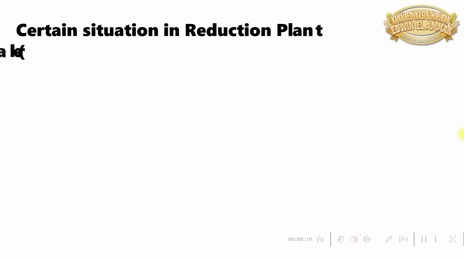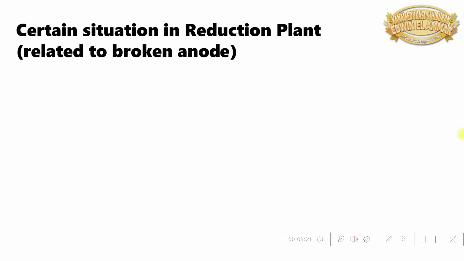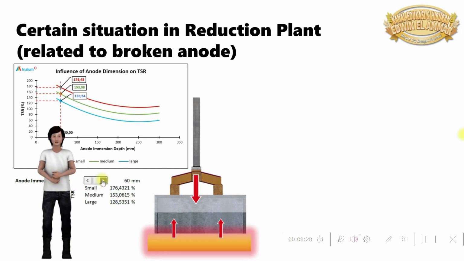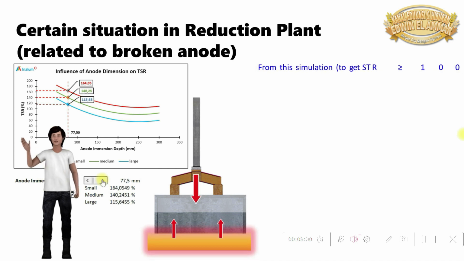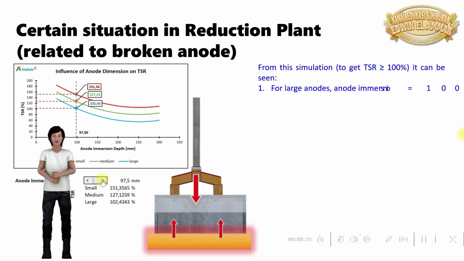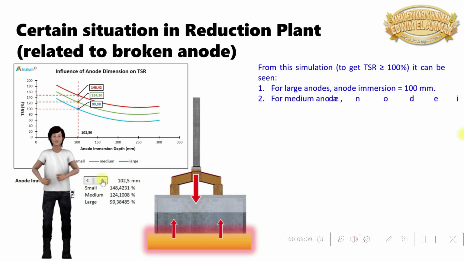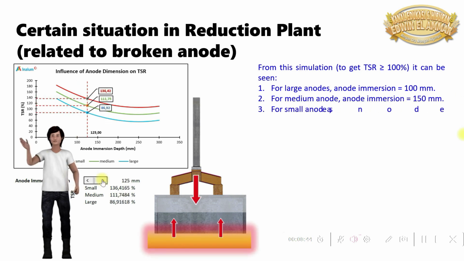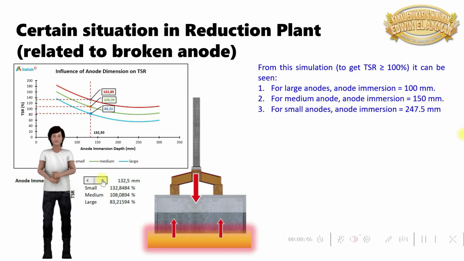Certain situation in reduction plant, related to broken anode. From this simulation, to get TSR greater than or equal to 100%, it can be seen: 1. For large anodes, anode immersion equals 100 mm. 2. For medium anodes, anode immersion equals 150 mm. 3. For small anodes, anode immersion equals 247.5 mm.